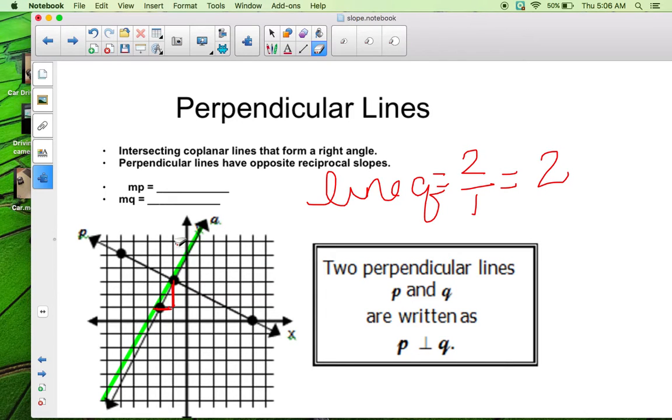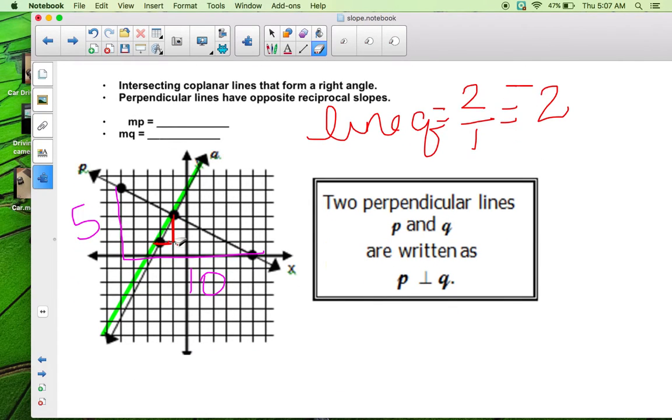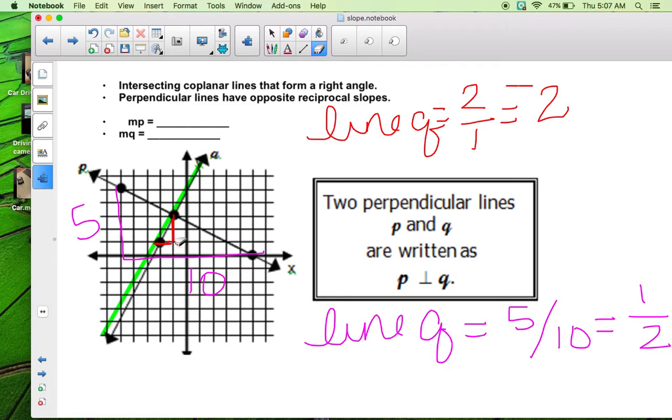Now, for line P, the slope, and then you go down and over, 1, 2, 3, 4, 5, 1, 2, 3, 4, 5, 6, 7, 8, 9, 10. Let me go back and retract real quick. Sorry. The line P, the slope is negative. So line P, and I'm going to put that one down here. The slope is positive 5 over 10, which is 1/2.